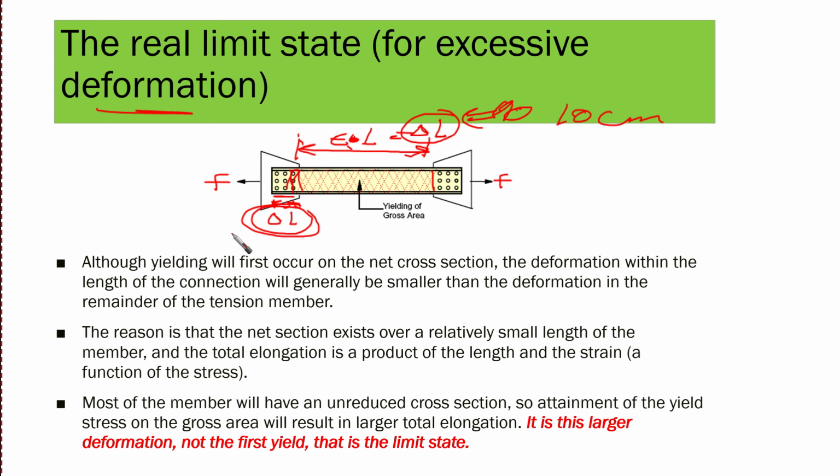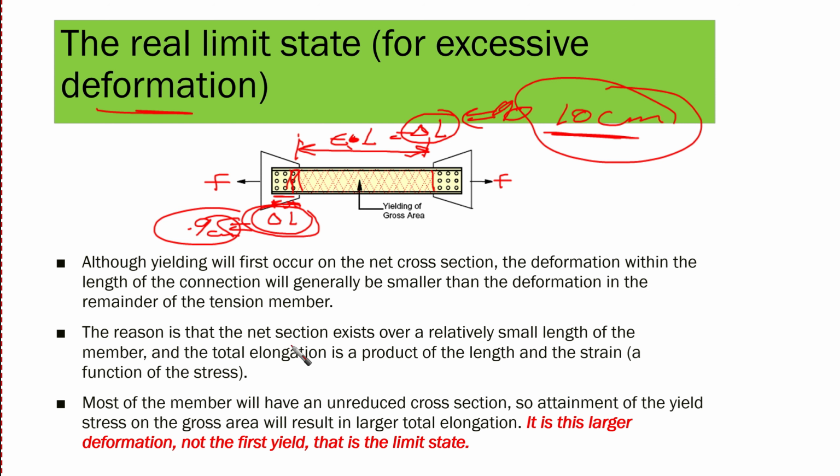However, here delta L might reach only about 0.9 centimeters. So we are not interested in this. This is very small, 9 millimeters, but here it is going to be 100 millimeters. Okay, so this is the excessive deformation that we are fearing.